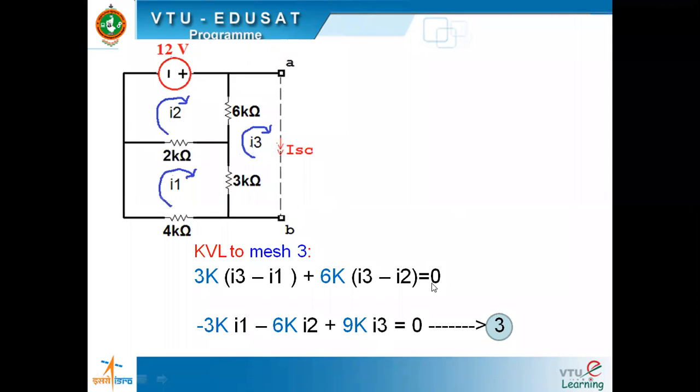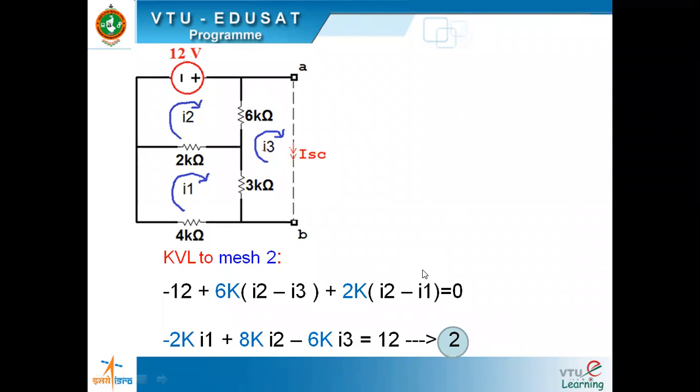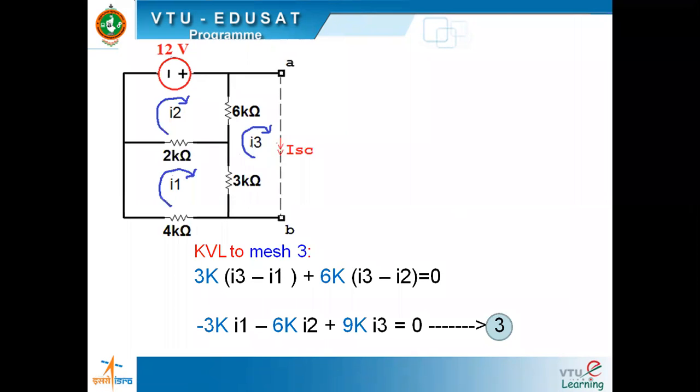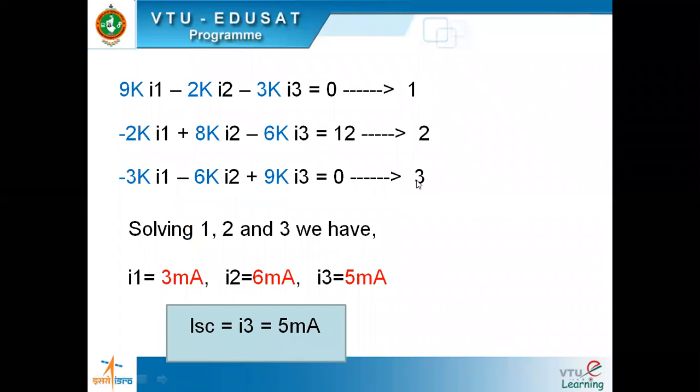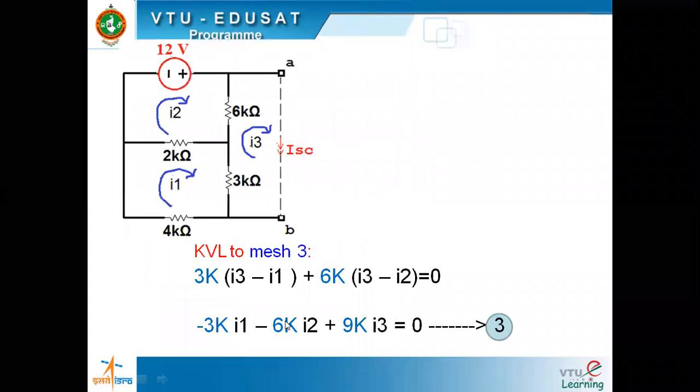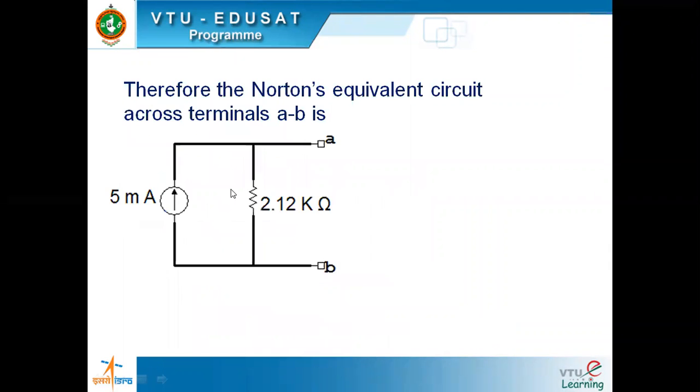But when there is no ISC involved in all the three, how can we find out ISC? What is ISC? ISC is actually your I3. See here, I3 is moving from A to B in this particular mesh. So this is your ISC. Understand? Three equations, three unknowns. Find all the three unknowns. ISC is I3, as I explained here. Fine. So we have 5 milliamperes and 2.12 kilo ohm as the Norton's resistance. So this is how our Norton's equivalent network looks.